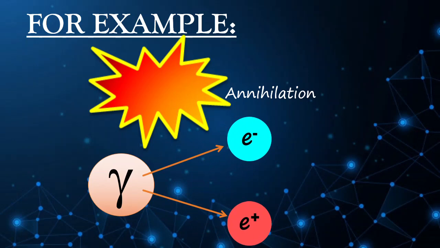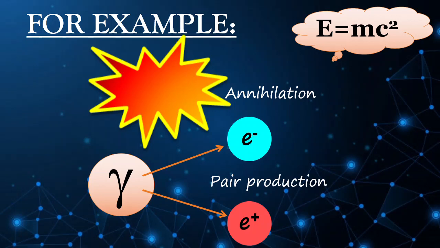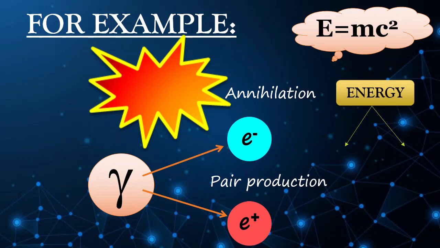Both reactions take place according to Einstein's equation E = mc², which states that energy can be converted into mass and vice versa. But from these two reactions, we can conclude that energy can be converted into equal amounts of matter and antimatter and vice versa.